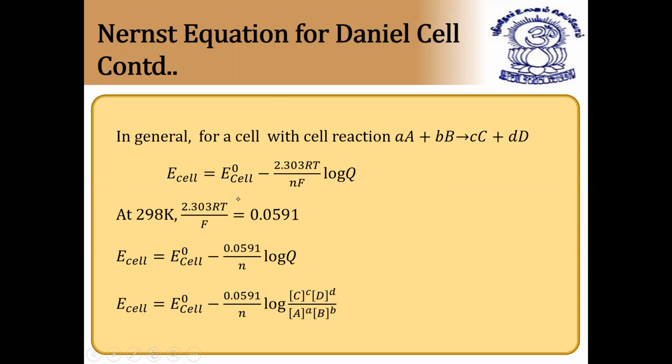Since 2.303 RT by F at 298 kelvin is 0.0591, straight away we can write the next equation: EMF of the cell is equal to reduction potential of the cell minus 0.059 by n, where n is the number of electrons, log Q. Log Q is nothing but concentration of products raised to their stoichiometric powers by concentration of reactants raised to their stoichiometric powers, which can also be taken as log K, Kc at equilibrium. So I hope it is clear.